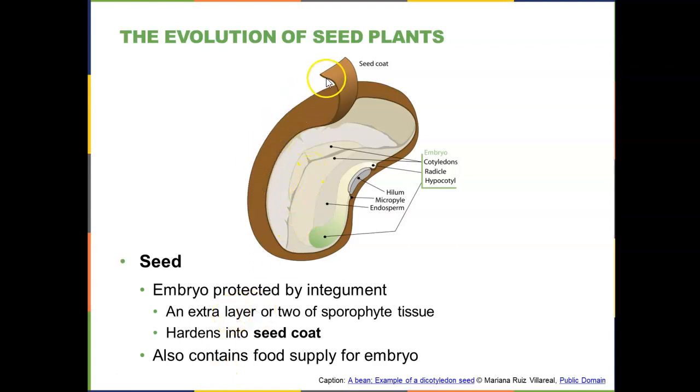Then on the outside, we have this integument right here, color-coded in brown on the slide, which hardens into a seed coat, and that is sporophyte tissue. So that's tissue of the parent plant. Here's the new diploid embryo in here, and then we've got tissue that's derived from the gametophyte in here. We'll talk about that later.